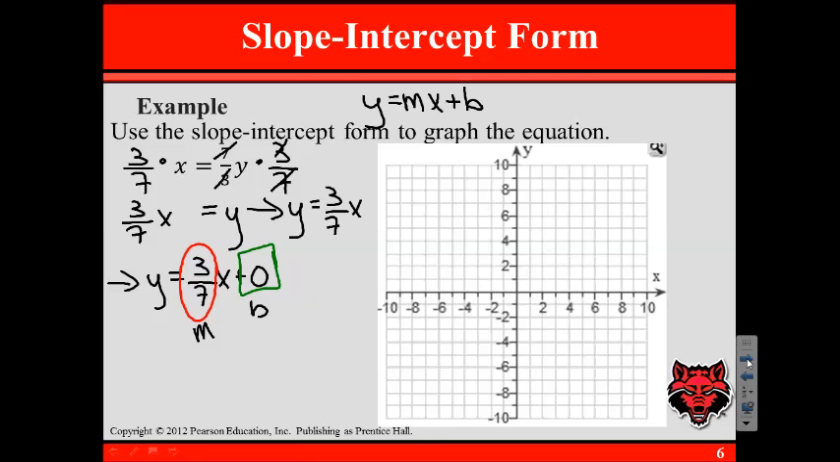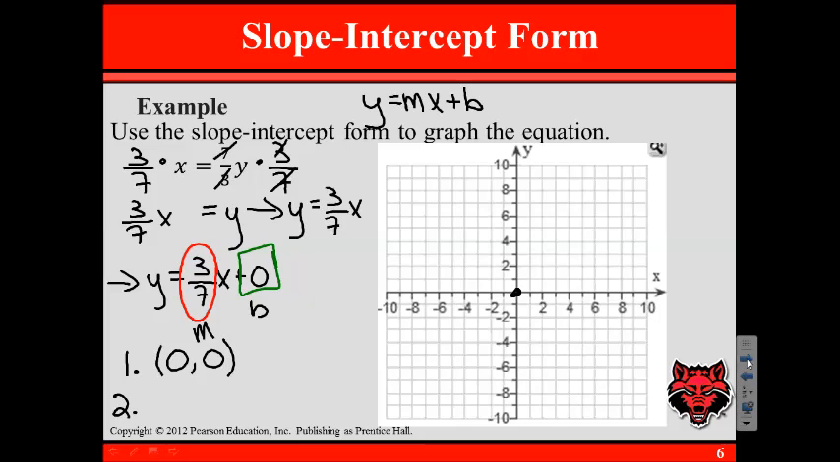So we use the same two steps we have on every example so far in order to plot this equation. So we write the y-intercept as an ordered pair. The x value is always 0. The y value comes from the equation. It's the b value. So we plot 0, 0, which is the origin.